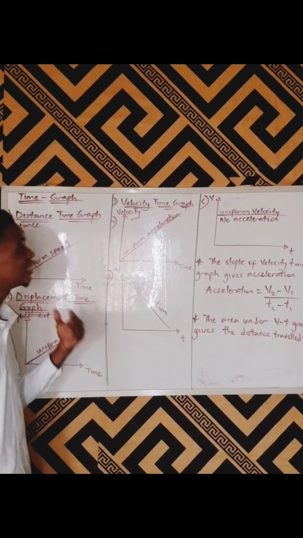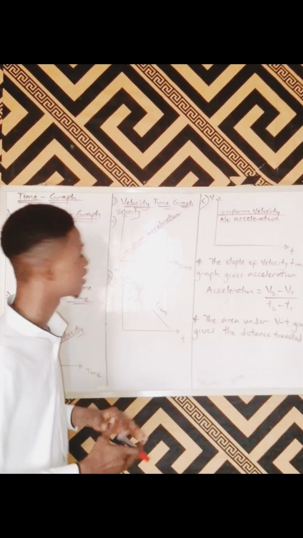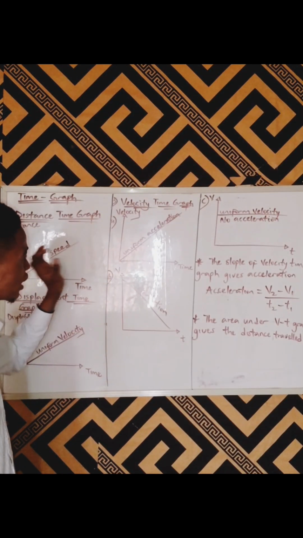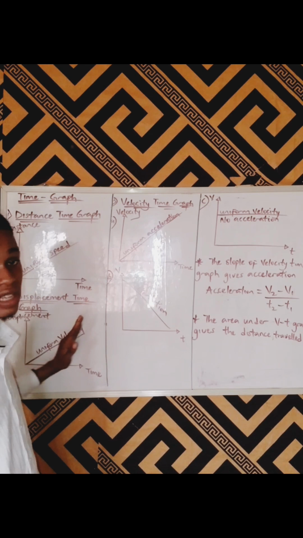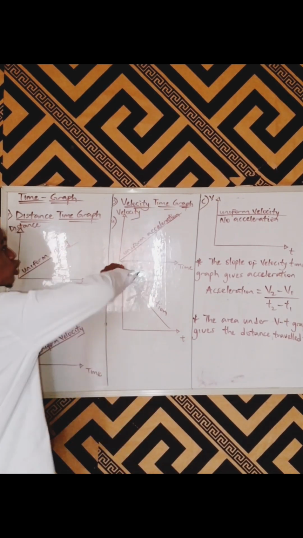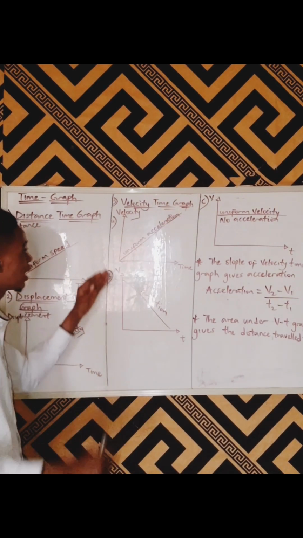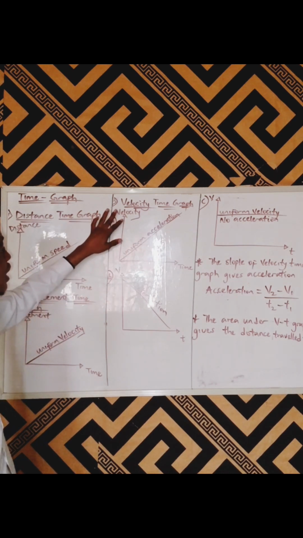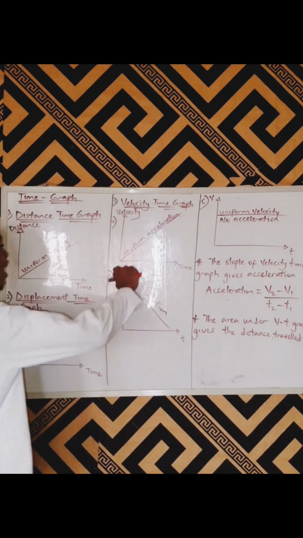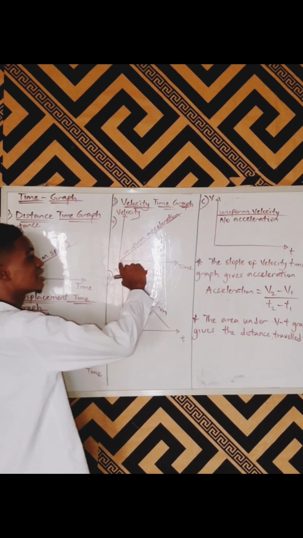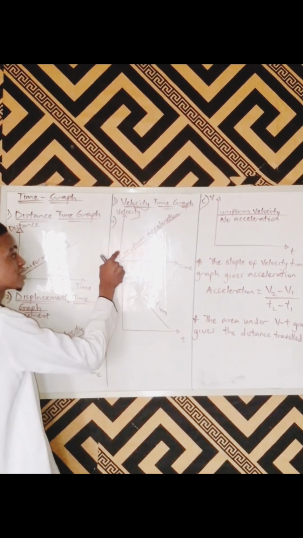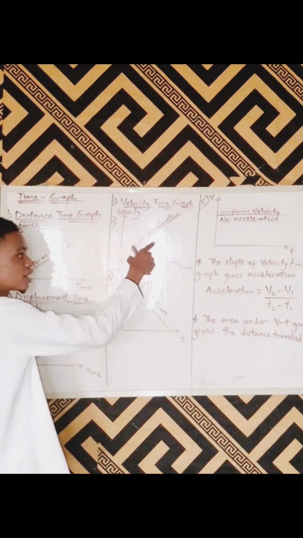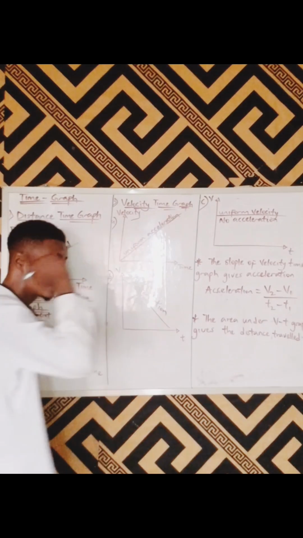Now, in the velocity-time graph, the VT graph, there are three cases. In case one, the slope is positive. It goes upward, it is increasing. This is a uniform acceleration. Anytime I draw a graph of V against T and I notice that the velocity increases with time, it's called uniform acceleration. Take note of that.